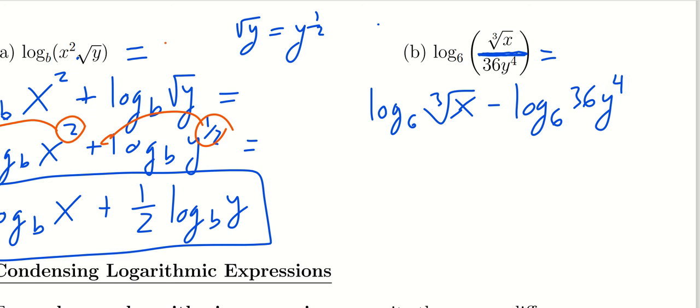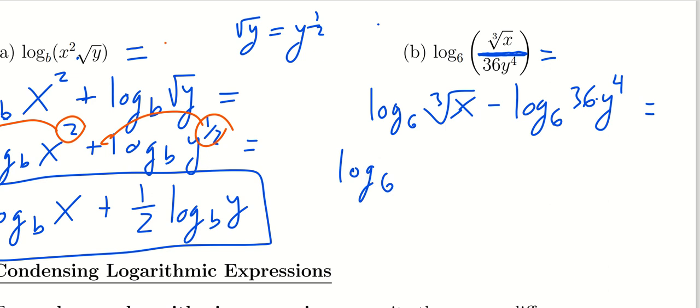So we applied the quotient rule to expand it. The next thing we would notice is that this second term that we have here, log base 6 of 36y to the 4th, that's a multiplication, that's a product. It means 36 times y to the 4th, so we can use the product rule on the second term.